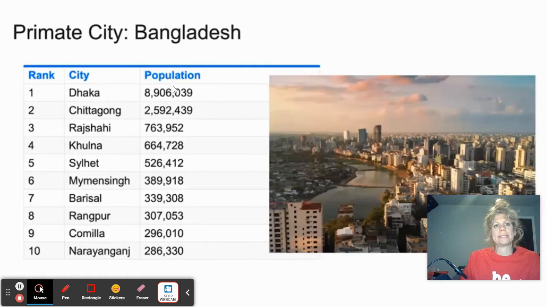Okay, so for primate cities, here's some great examples. So Dhaka is the primate city for Bangladesh. And what I want you to take away here, and this is the impact that we'll talk about in a minute, is Dhaka's population, right? You see that. And then the next city is Chittagong. It's not even close to the same population. Okay, when you see a country with a city that just has an overwhelming amount of population and no other cities in that country come close to it, then it's going to be a primate city, okay?